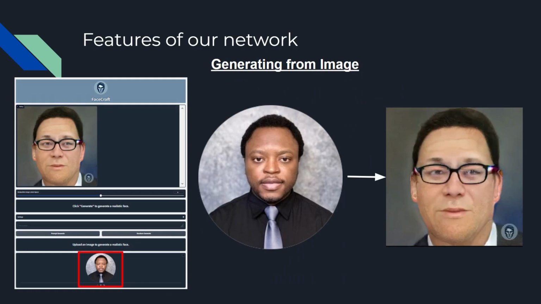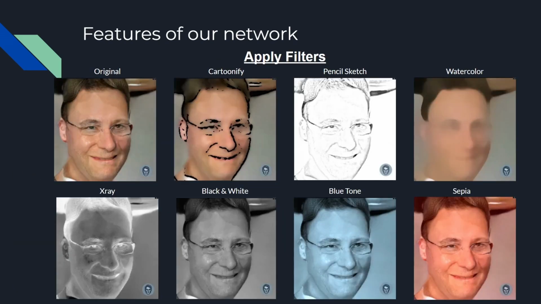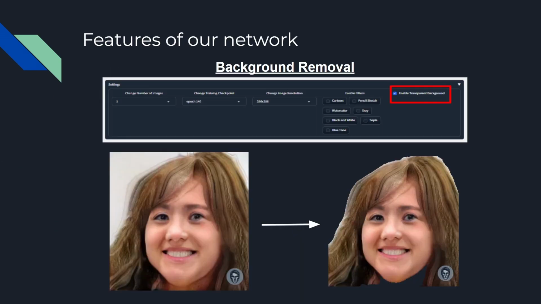Generating from an image. By using an existing image as reference, the network can produce variations or enhancements, potentially making it useful for tasks like photo editing and transformation. Applying filters. Our model applies various filters to modify image appearances using CV2. Background removal. This feature enables the network to separate the main subject from the background by using head segmentation. It masks the head, then removes the unmasked pixels, which are the background.